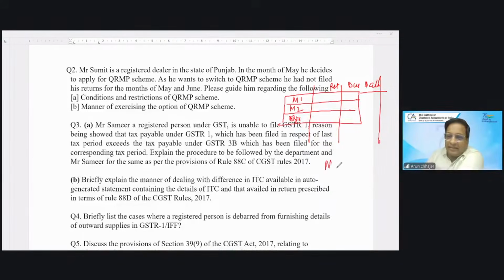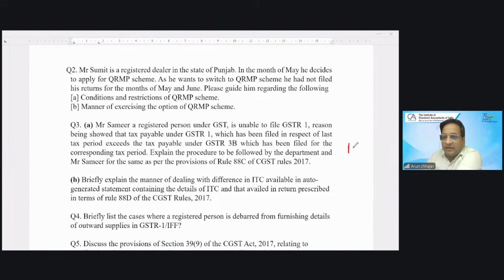Correct. Month 1 में क्या करना है? Which form? Month 1, कौन सा form? IFF. What is the due date of IFF? 13th.